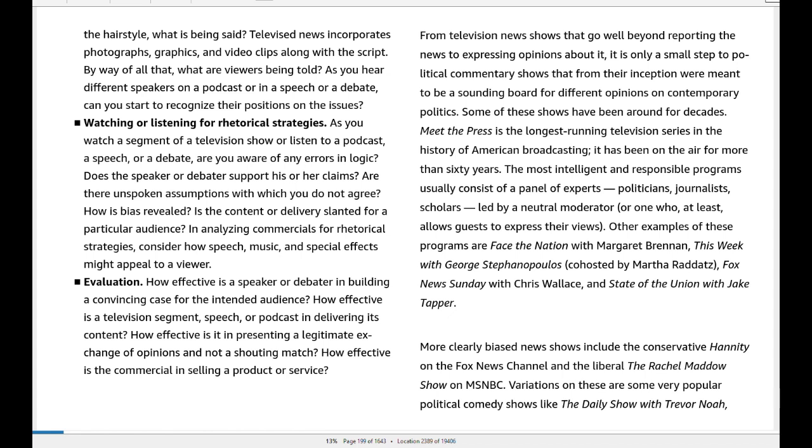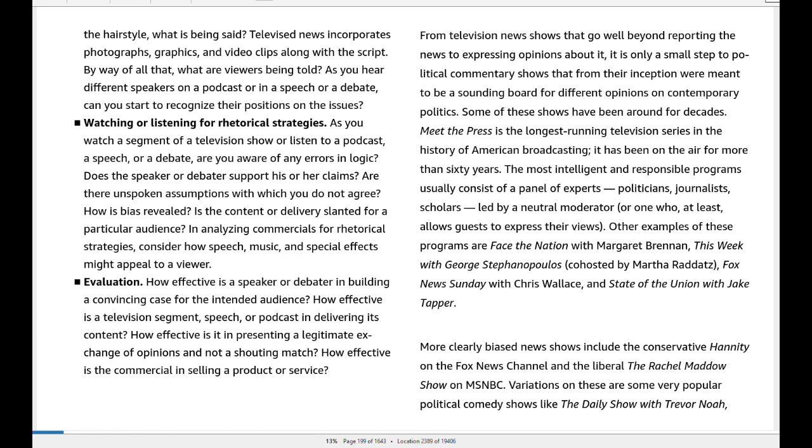Watching or listening for rhetorical strategies. As you watch a segment of a television show or listen to a podcast, a speech, or a debate, are you aware of any errors in logic? Does the speaker or debater support his or her claims? Are there spoken assumptions with which you do not agree? How is bias revealed? Is the content or delivery slanted for a particular audience? In analyzing commercials for rhetorical strategies, consider how speech, music, and special effects might appeal to the viewer.